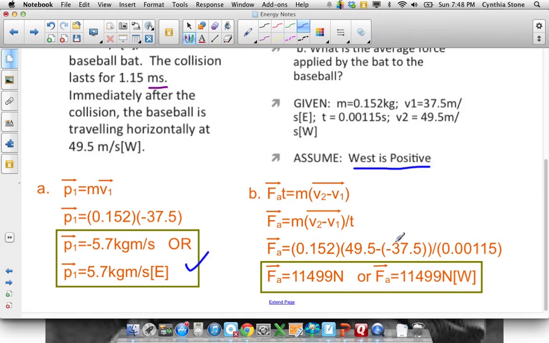49.5 plus 37.5, which makes sense because change in velocity goes all the way from 37 east to 49 west. So it should be a really big number, right? And then in the very short time of contact. And it should be a big number. You expect that with these because the baseball hits the bat, you feel it in your hand for one thing, but beyond that, you're really changing the speed of that ball, right?